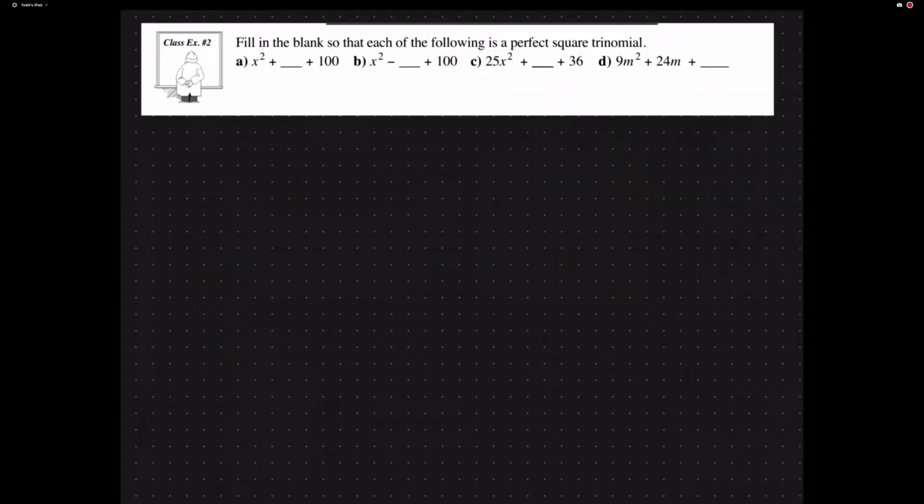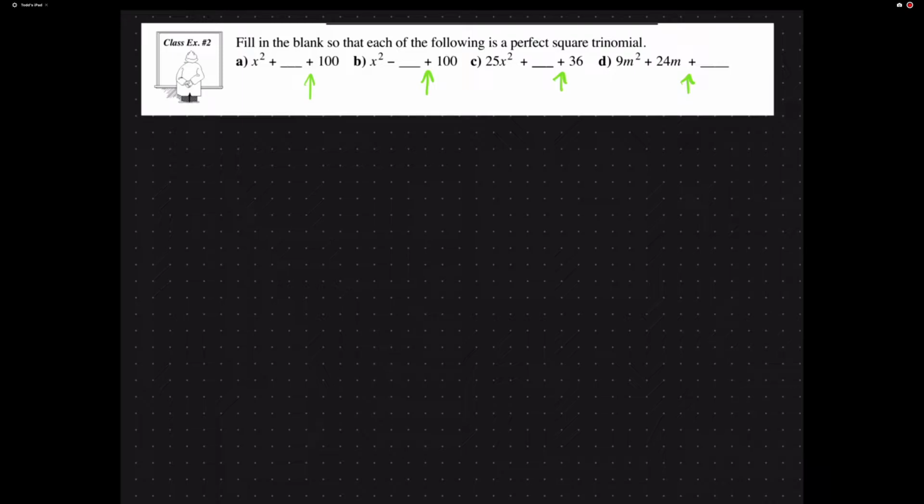All right, class example 2. Fill in the blank so that each of the following is a perfect square trinomial. So we just need to revisit that rule and follow the rule to ensure that we have the correct middle term. First thing we should do is always just check, is it a plus? Yes. Is it a plus? Yes. Is it a plus? Yes. Is it a plus? Yes. So each of those could technically be a perfect square trinomial if it follows the other rules.